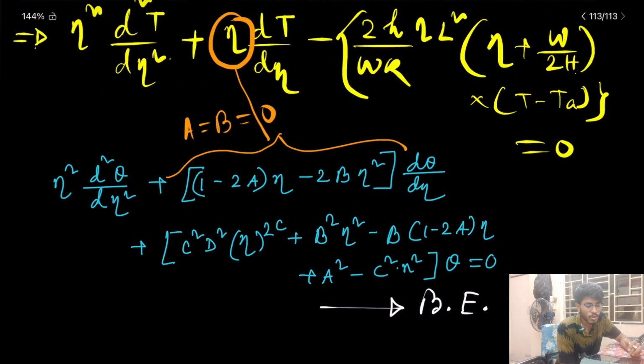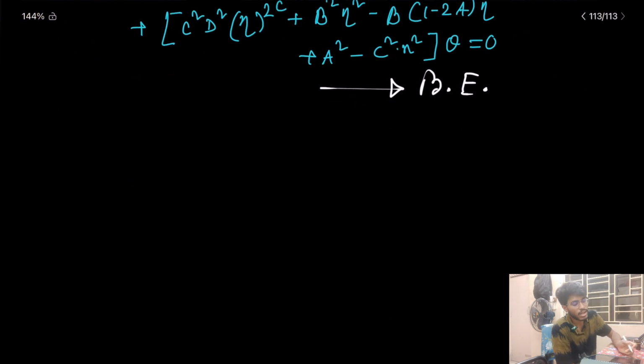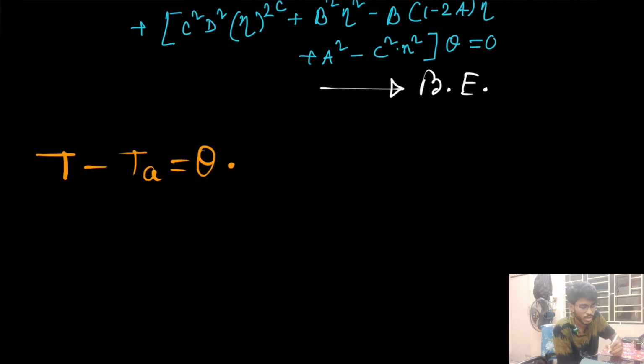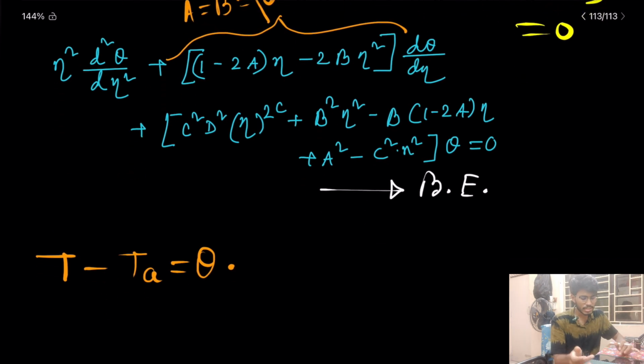So to deal with this situation, let us define another variable, that is t minus ta equal to theta. See, I could have done all this before, that is, let me define a variable eta, theta. But why am I defining this? To make the equation comparable with the Bessel function, the Bessel equation, right?